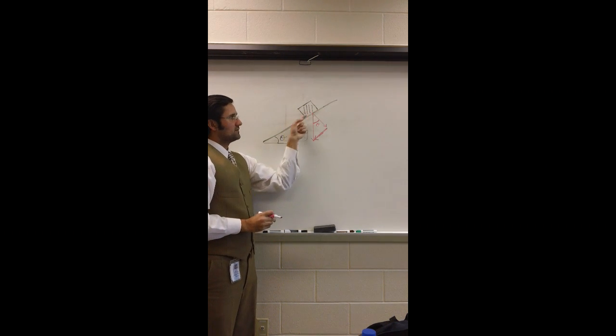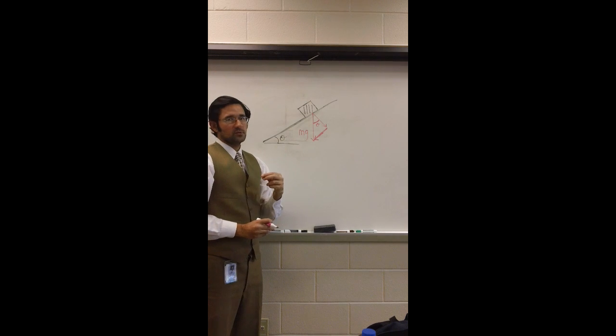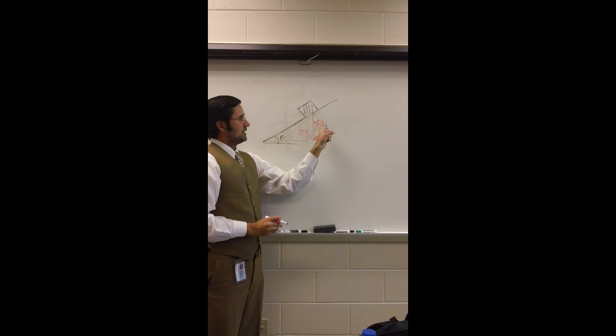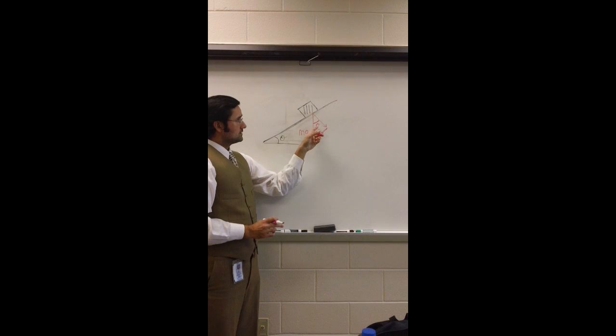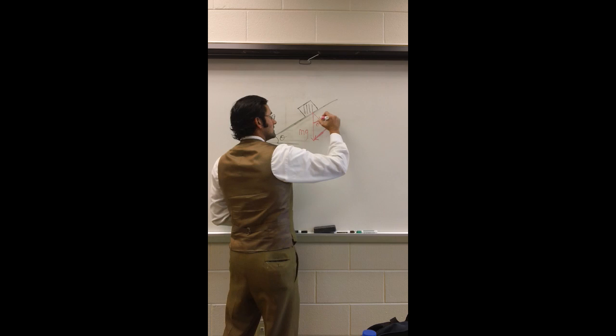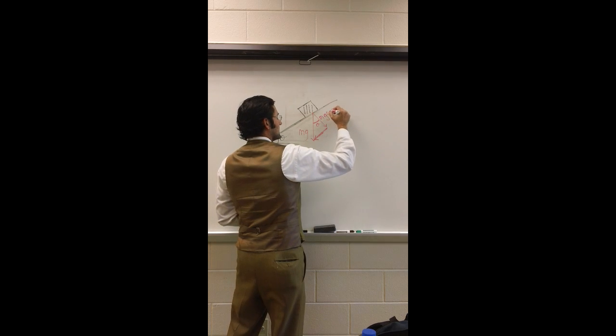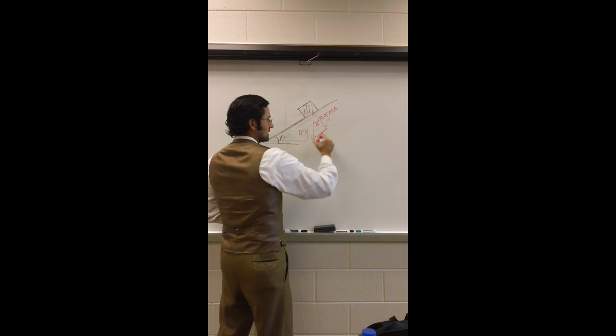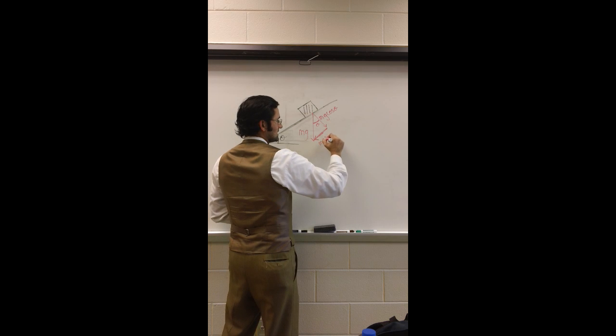But because the surface is present, mg gets redistributed. It gets redistributed in this direction, pushing the box into the surface, and pushing the box down the surface. This is theta, the same theta as this. And if this is mg, then the y component is mg cosine theta in this particular scenario, and the component that's pushing it down the surface is mg sine theta.